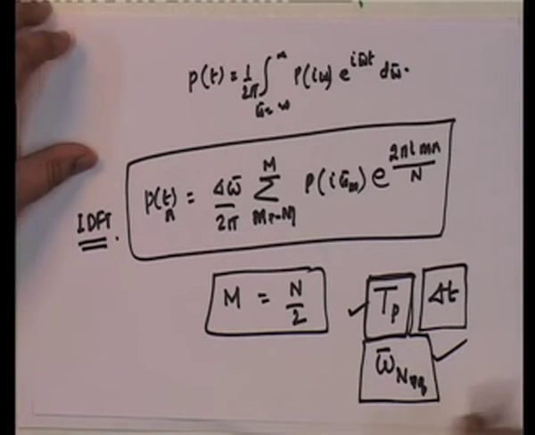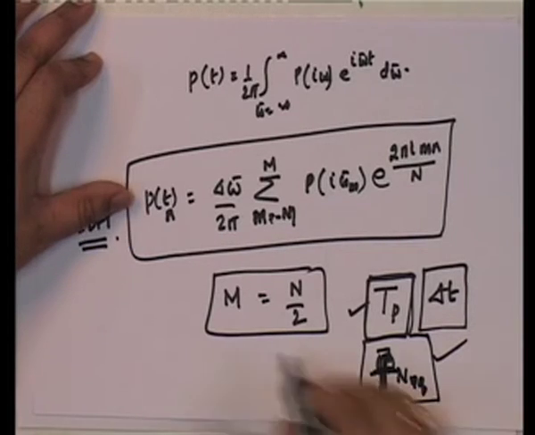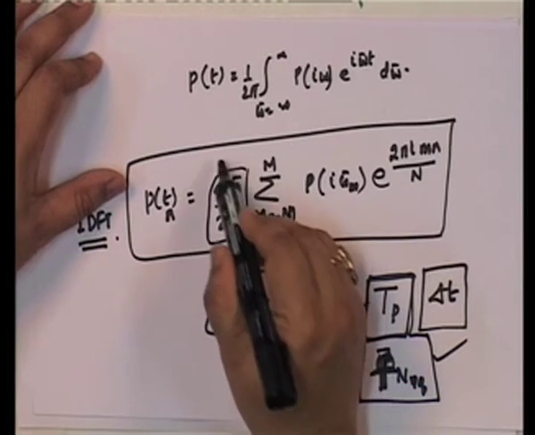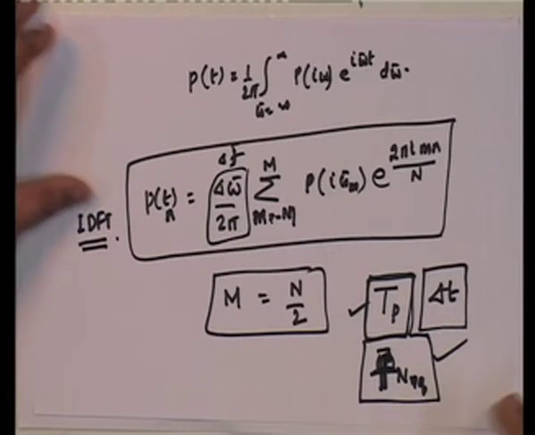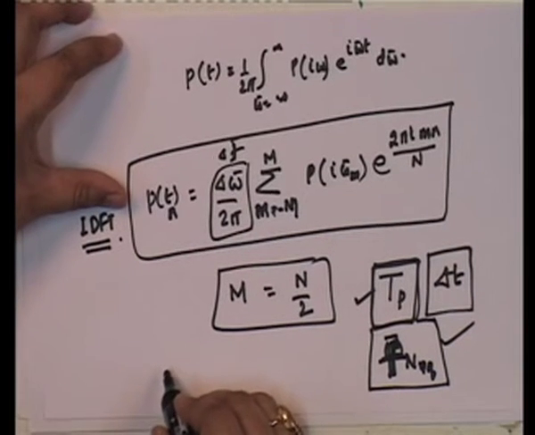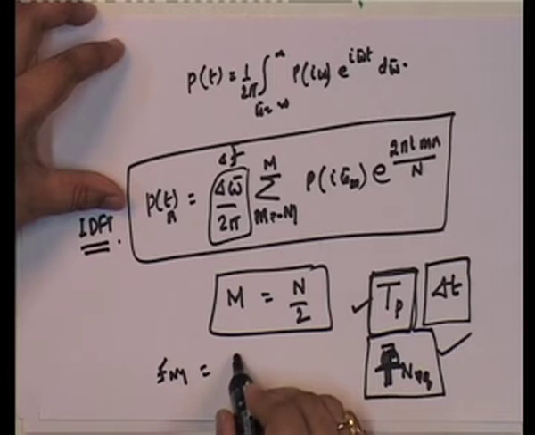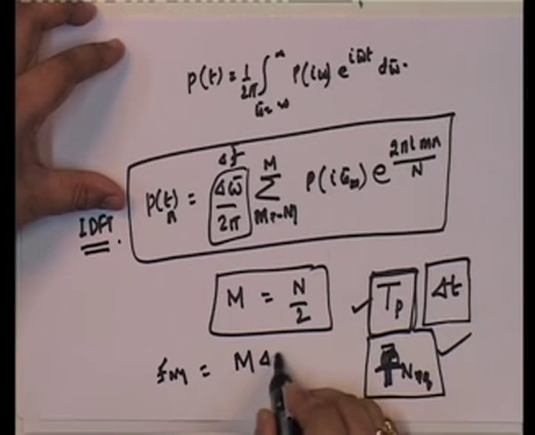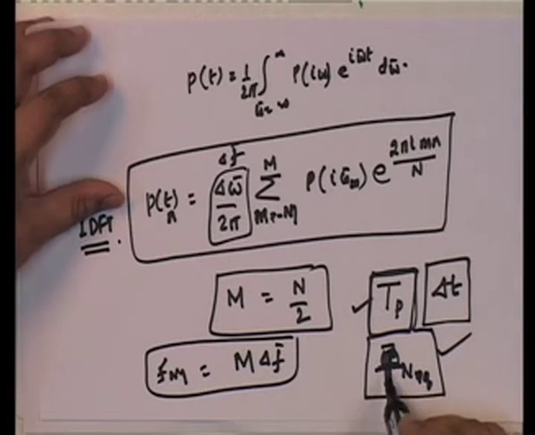Once you have this, and look, we always look at this as delta f. If you look at this, it is nothing but delta f. Okay. So, you are looking at the Nyquist frequency, and if you look at it, f Nyquist is equal to m times delta f. Okay. So, these are the Nyquist frequencies.